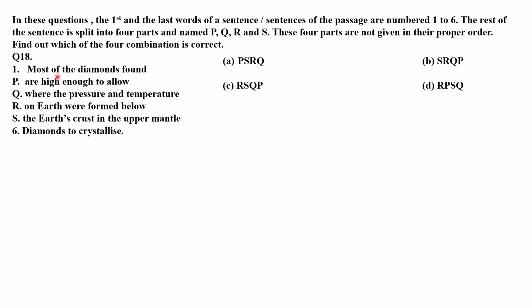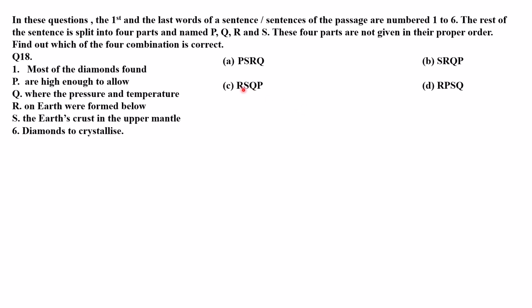So the first statement is, most of the diamonds found. Okay, so now what you can do in these types of questions, you just start making sentences. First you do, most of the diamonds found are high enough to allow. So it doesn't make any sentence, right? So move to the next one. Most of the diamonds found were the pressure and temperature. This is also not meaningful. Then, most of the diamonds found on earth were formed below. This is looking like something which gives some meaning, isn't it? It means the first sentence should start from R.